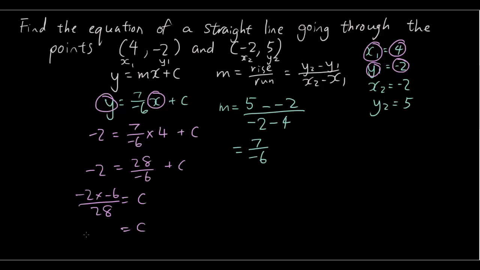Then c equals -2 times -6 over 28. So c is equal to 12 over 28, which is, so divide them both by 4. 4 times 3 is 12. 4 times 7 is 28. 3 over 7. So therefore the final equation is y equals 7 over -6 x plus 3 over 7. Done. Okay, we're going to do this question again using some different numbers so you can have a go.